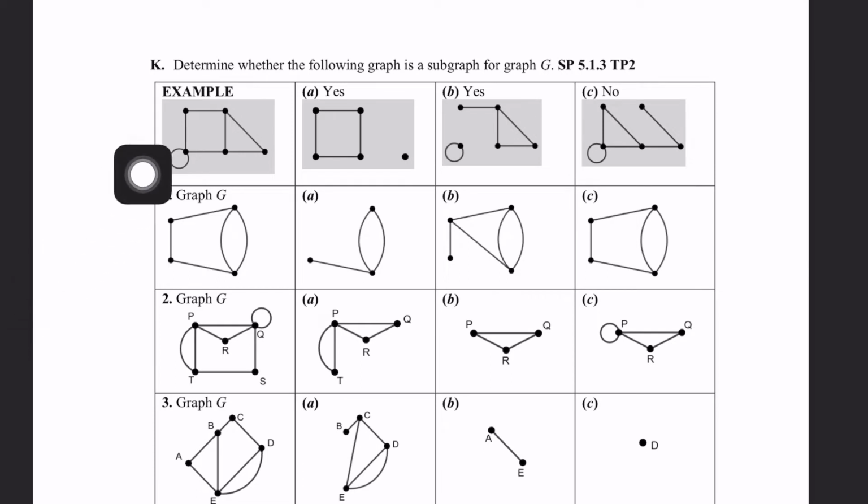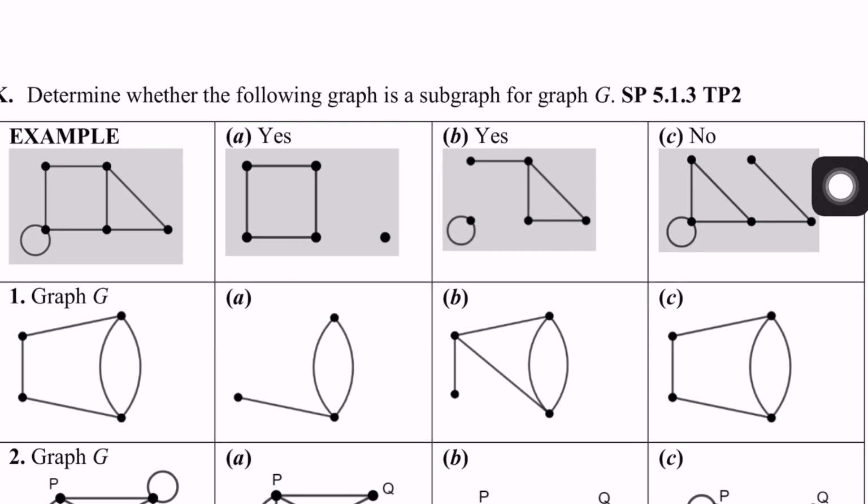So let's look at the first example. Determine whether the following graph is a subgraph of graph G. I zoom this. So you have this graph. A, this is a subgraph because this is a part of the big one. And B, this is also a subgraph. You see, it does not change the shape, so that is a subgraph. Let's look at C. Here it changes, so that is not a subgraph.